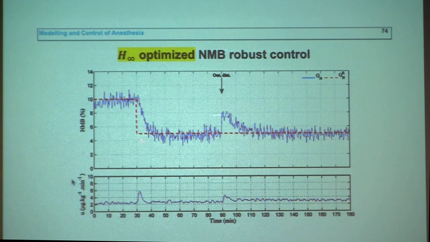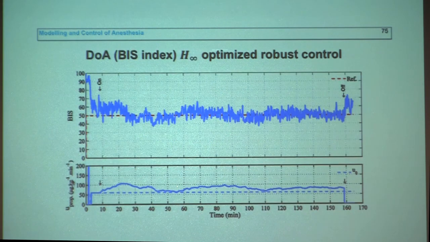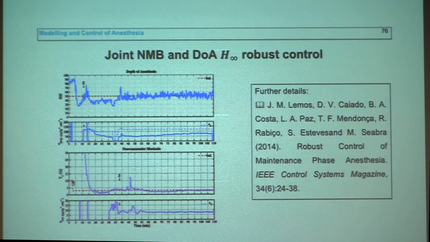and you can even do changes between 10% and 4%. Usually, you keep this for hours. This is 1.5 hours here, but we have records of 7 hours, and so on. The same for depth of anesthesia. Okay, so this is again with H infinity robust control, and this final example is a patient in which we are controlling both, although without any interaction.